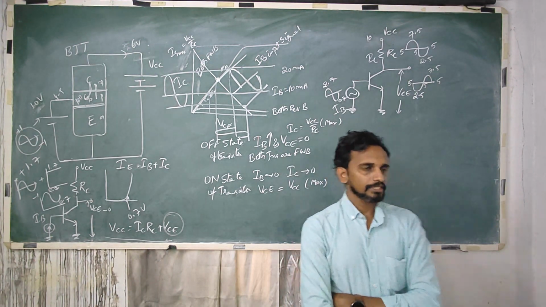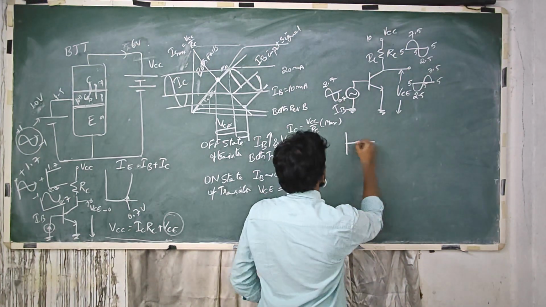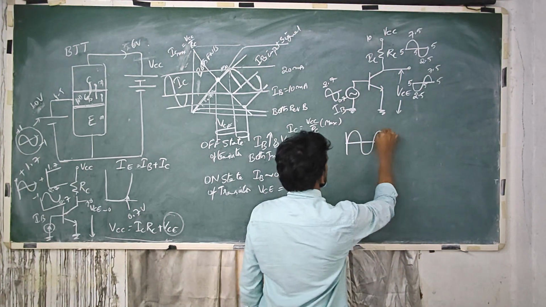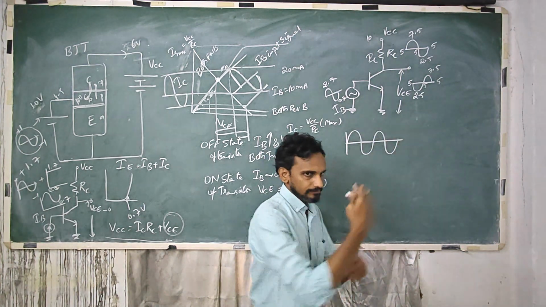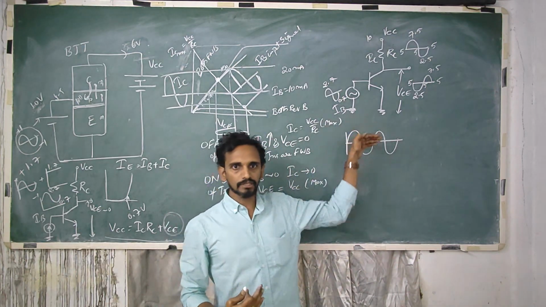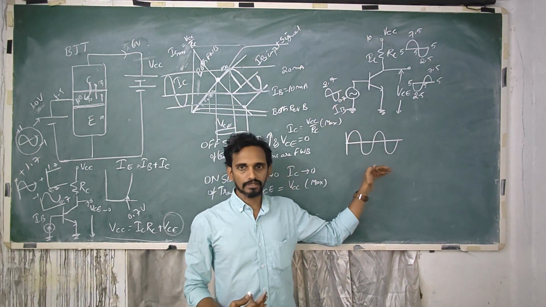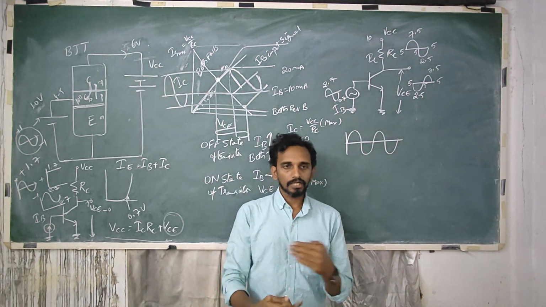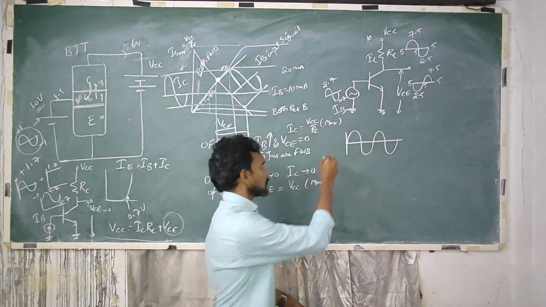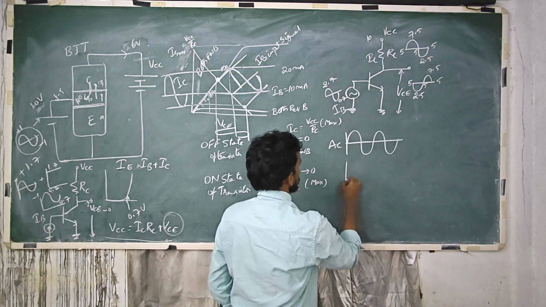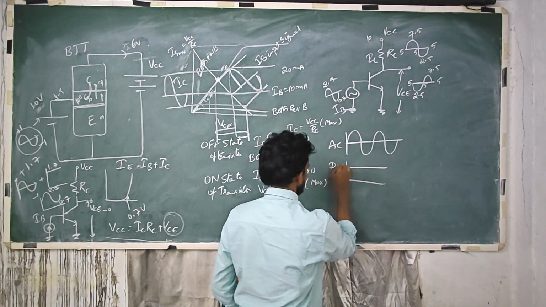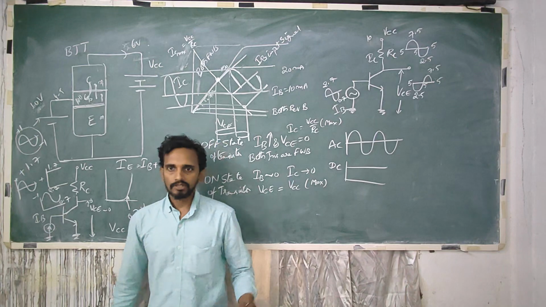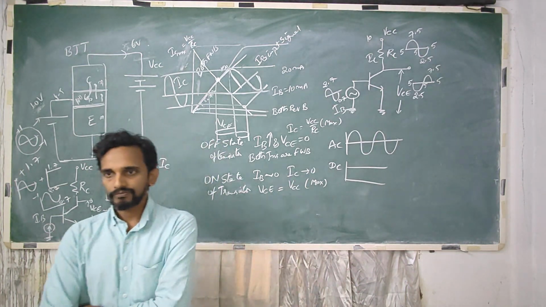AC. Alternating current means the signal varies between positive cycle and negative cycle alternatively. So if you get one positive cycle, next to that will be compulsory a negative cycle, then a positive, negative, positive, negative. Alternatively, it varies. So this is called AC. Direct current, either positive or negative, only one side.